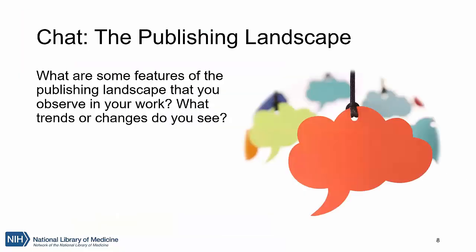Now, PubMed exists within a complex publishing landscape, and I'm betting that most of you are very familiar with the complexities of publishing today. So my question for you is, what are some of the features that you observe and perhaps deal with in your work that relate to publishing and the publishing landscape? What are the trends or the changes that you're seeing? Let me know what you think in the chat.